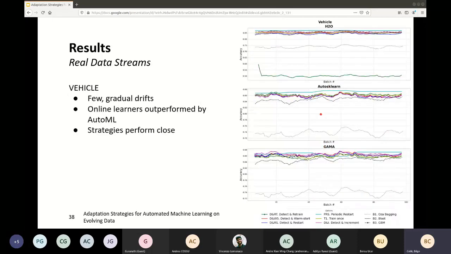Also, the electricity dataset is known to be highly correlated, which benefits BLAST, and it's actually outperforming all the AutoML strategies here. When we look at the vehicle, it's a larger data stream with more gradual and fewer drift points. Both BLAST and Bagging are being outperformed by AutoML. Because of the few drifts detected, the scores of the different strategies are also quite close to each other.